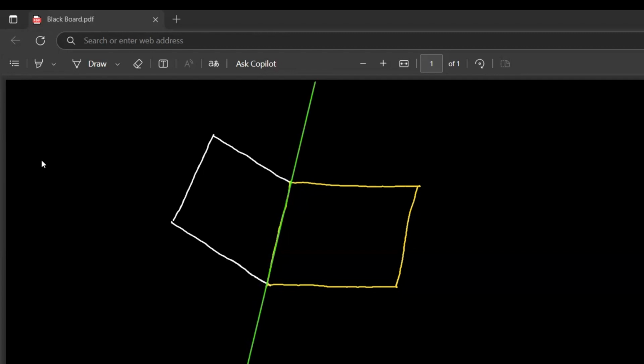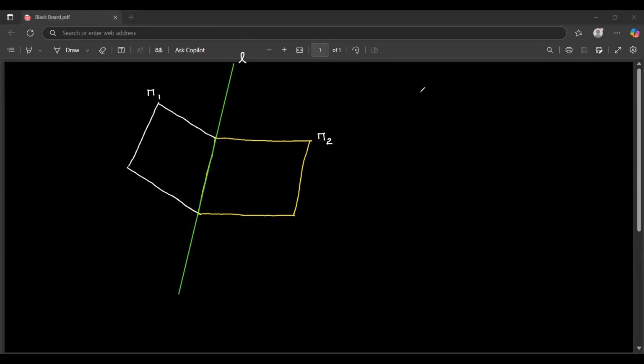Let's name the planes. This is pi 1, and let's say this is pi 2, and let's say the line is L. When you are facing questions regarding two intersecting planes, they will mainly ask you about the equation of the line at which they intersect. We normally find the vector equation of the line. We know the vector equation of the line can be given as r equals a plus lambda b, where b is the direction vector. So let me draw that. This is the b vector.